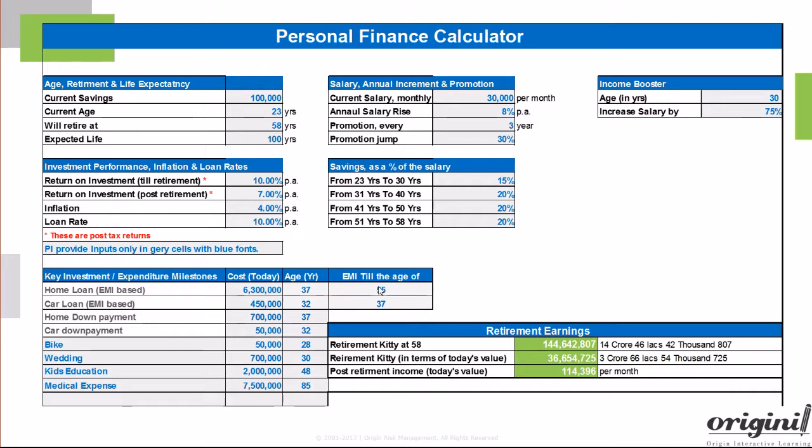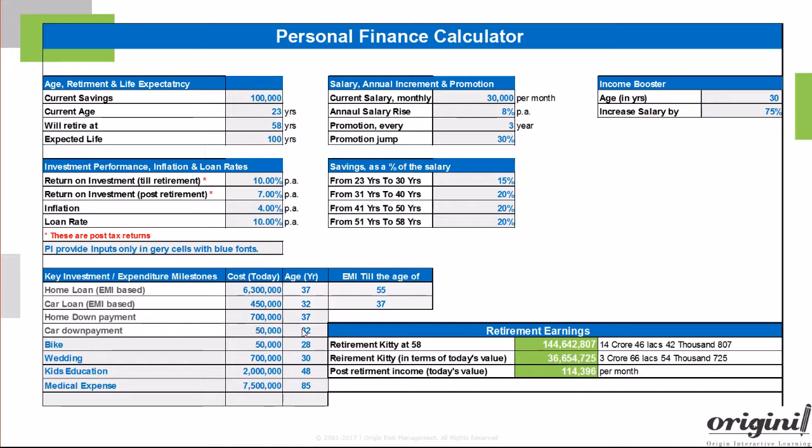We will be repaying this loan in equated monthly installment or EMIs, and it will be paid out of our savings and accumulated investments. Same is the case with a car loan. We will assume that you will buy a car when you are 32 and the cost of the car is 5 lakhs. 4.5 lakhs will be the loan that will need to be paid back in 5 years. We will also need a down payment of 50,000.